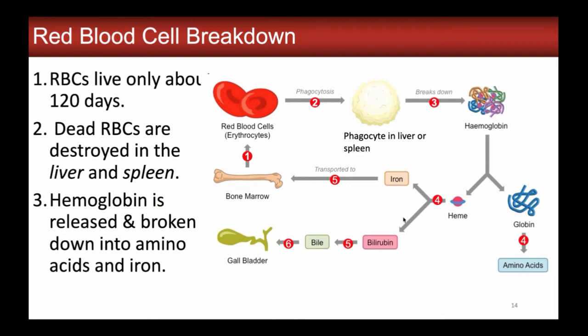Big things to remember from this slide is how short-lived red blood cells, erythrocytes, are, that they are pulled out of circulation by the spleen and the liver, and that their components are repurposed and reused.